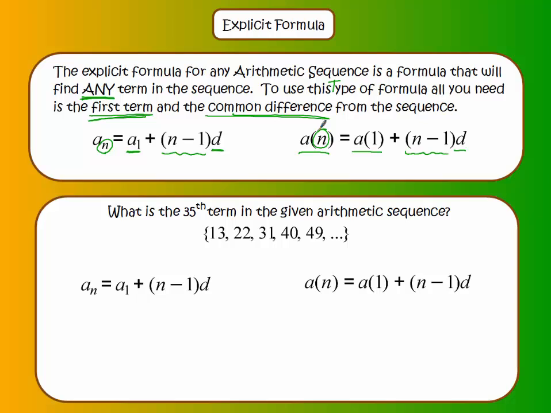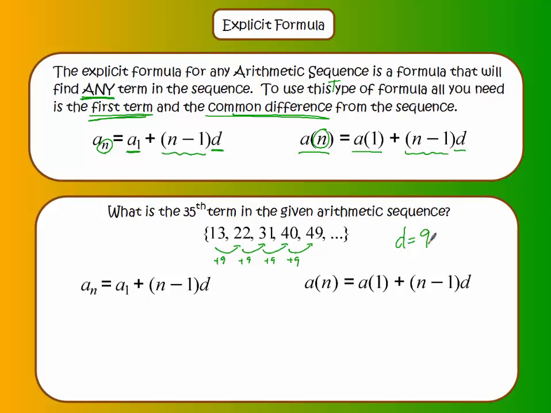So what's the 35th term in the given arithmetic sequence down here? Well, let's see. The first thing I always want to try and do is make sure it's arithmetic by finding a common difference. So how am I moving from one to the next? Well, 13 to 22, that looks like it's plus 9. 22 to 31, again plus 9, so this is arithmetic. It's going up by 9 every time, so that's my common difference. So d equals 9. Let me write that down over here.